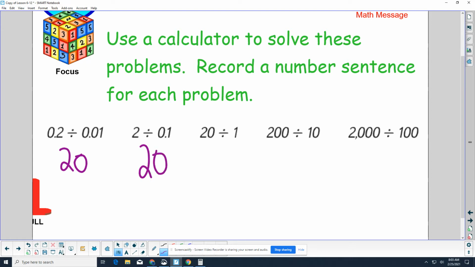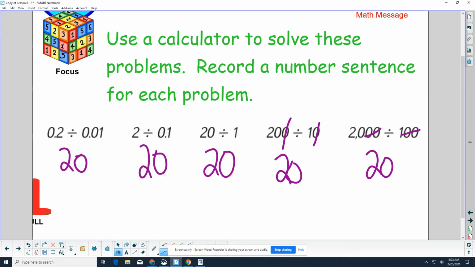I'm going to look at the next one. 20 divided by 1 is 20. This one I can do without a calculator. I could mark the common zeros off, and I know 20 divided by 1 is 20. And here I can mark off my common zeros because I'm dividing multiples of 10, and it becomes 20 divided by 1, which is 20.